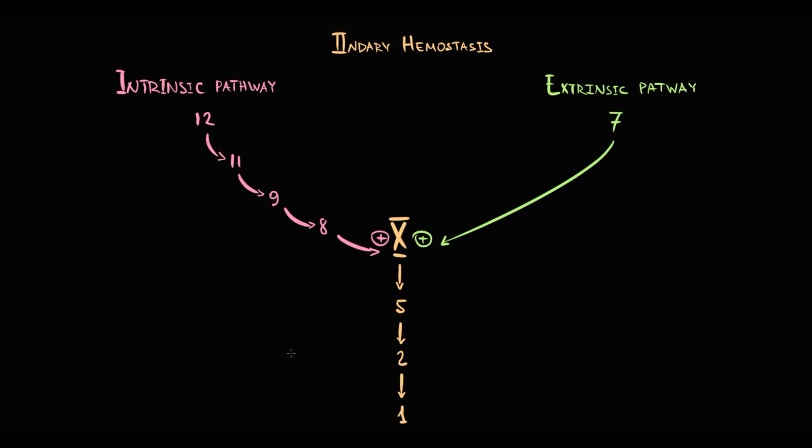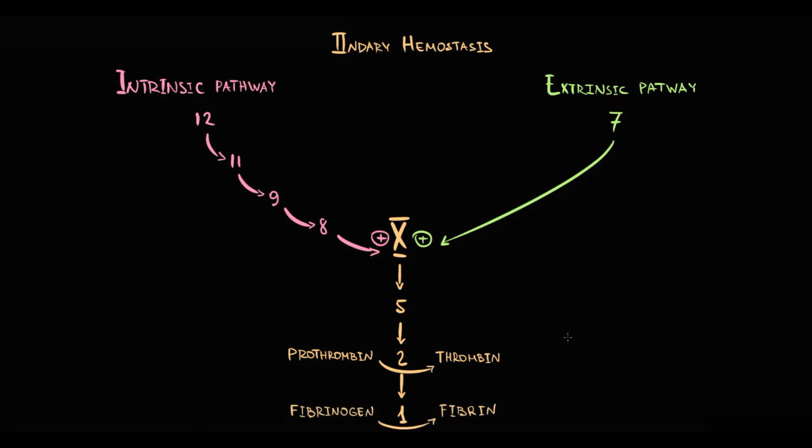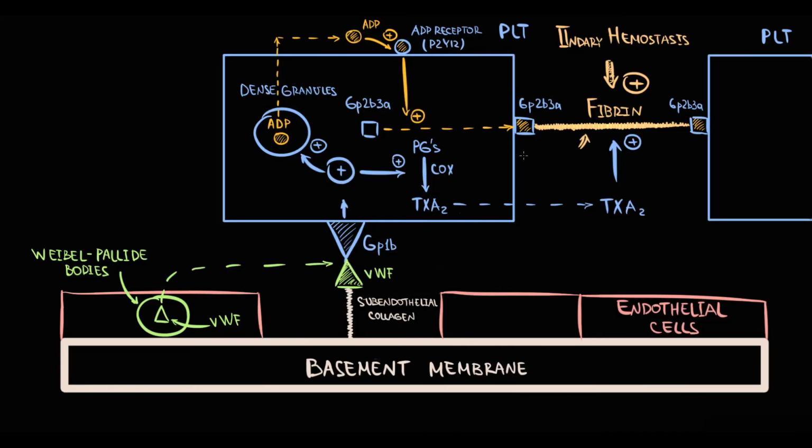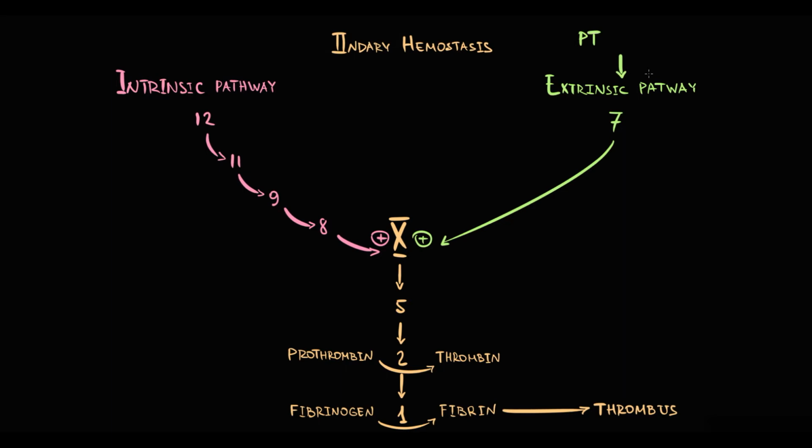Factor 2 is called prothrombin, which with activation becomes thrombin, and factor 1 is called fibrinogen, which with activation becomes fibrin, and exactly fibrin makes from platelet plaque a formidable thrombus. So secondary hemostasis converts platelet plaque into a thrombus. To assess the extrinsic pathway, we use prothrombin time and international normalized ratio. For assessment of intrinsic pathway, we use partial thromboplastin time.